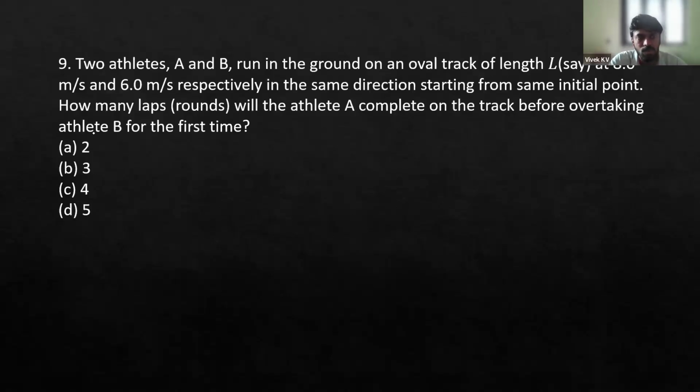Now moving on to the next question. Two athletes A and B run on an oval track of length L. A is running at a speed of 8 meter per second, and B is running at a speed of 6 meters per second, in the same direction, starting from the same initial point. How many laps will athlete A complete on the track before overtaking athlete B for the first time?